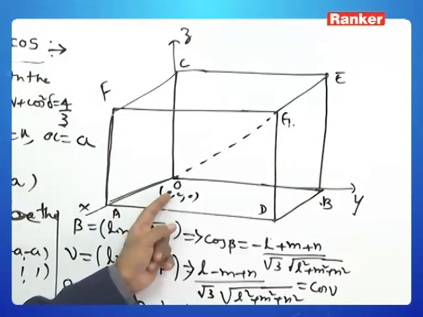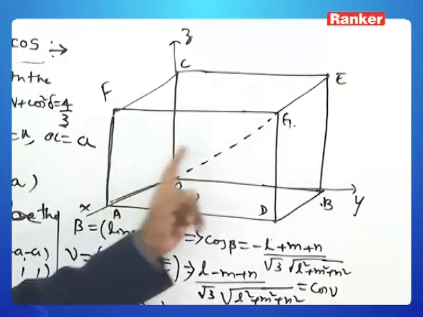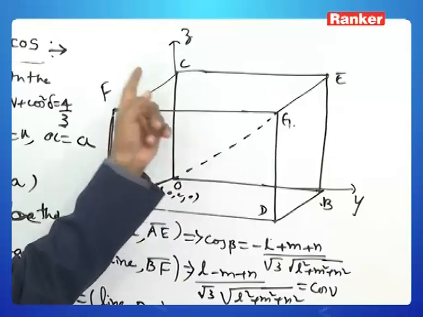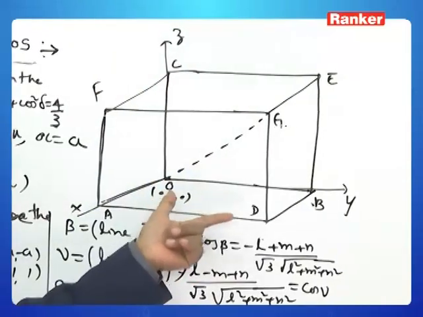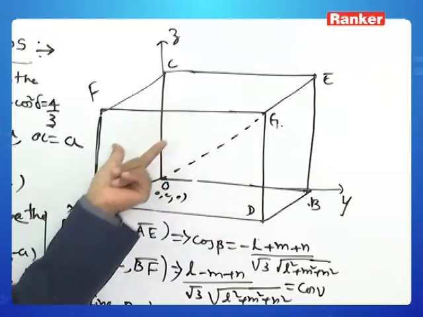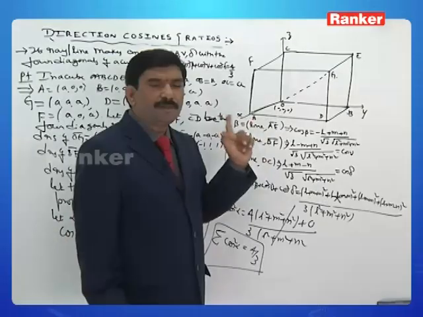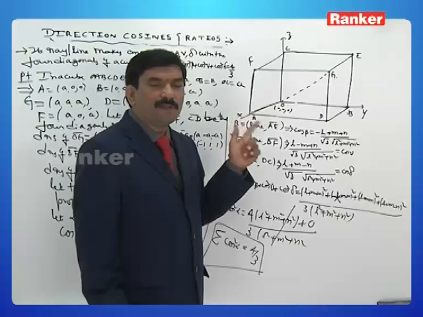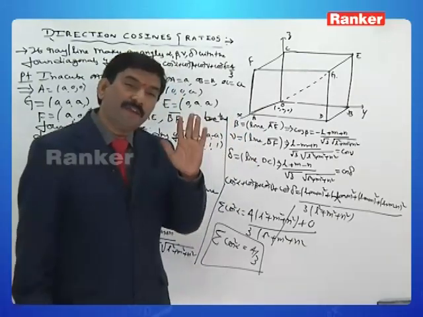Now O is the origin, A is along the x-axis, B is along the y-axis, C is along the z-axis. Let the cube have all sides equal. So this is a, this is also a. I have taken A = (a, 0, 0), B = (0, a, 0), C = (0, 0, a).